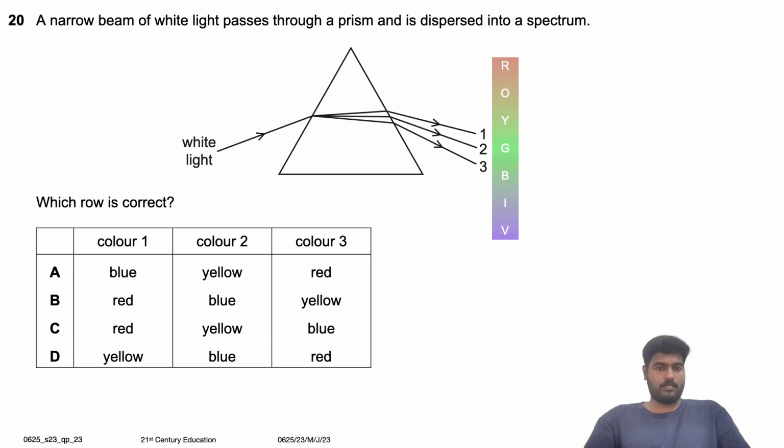C. I think C, yes. Color 1 is red, higher; color 2 is yellow, in the middle; color 3 is blue.